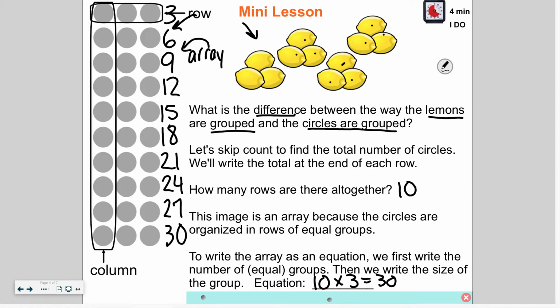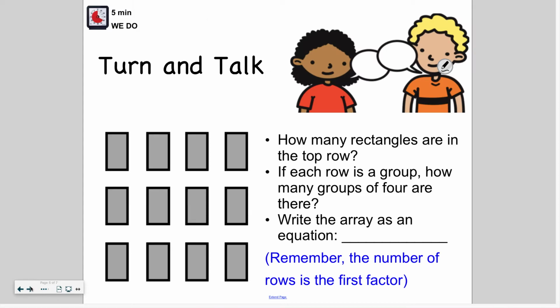So let's go ahead and try one together. I know normally we would turn and talk through in the classroom, but you can at least say your answer to the screen or comment in Schoology if you really want to share. How many rectangles are in the top row? This very first row. How many rectangles do you see? So there are 4 rectangles.